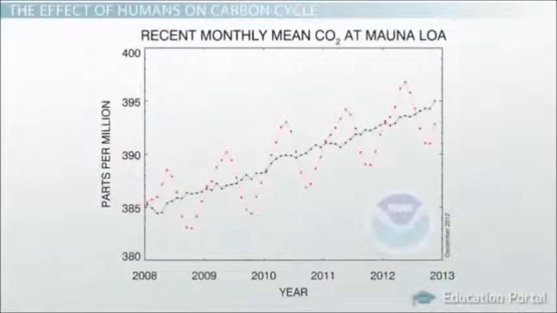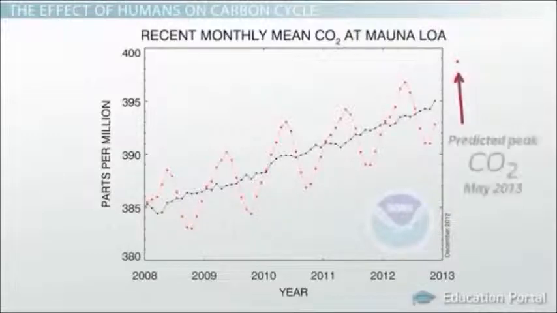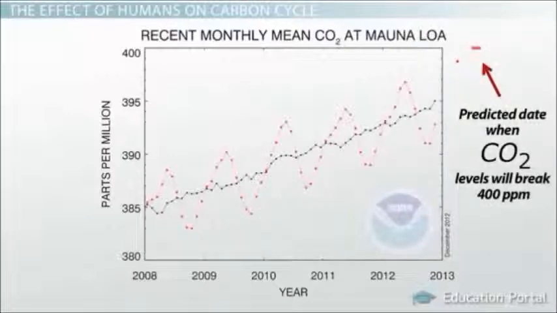In fact, I'll predict that in May of 2013, CO2 levels will rise to a new peak level of 398.6 ppm, plus or minus 1 part per million, and that CO2 levels will break above 400 ppm for the first time in more than a million years in either April or May of 2014.